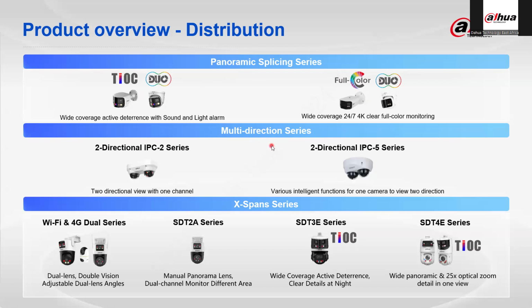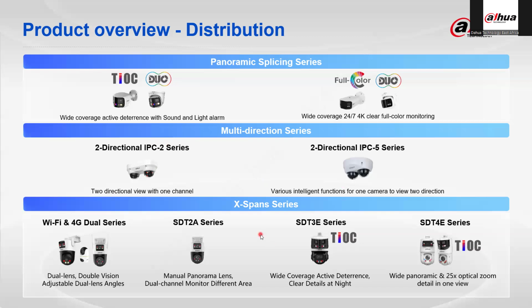Then we have the multi-directional series products. This multi-directional series, we have in two product portfolios. We have the WizSense 2 series, and then again we have one from the WizMind 5 series. So these two directions are going to use one channel. We have two lenses, but we're going to use just a single channel because of this technology called the Flex Stream technology. The two lenses are going to be shown within one specific channel. So we'll take a look at this as we proceed on. Same case applies to this WizMind 5 series multi-directional product.